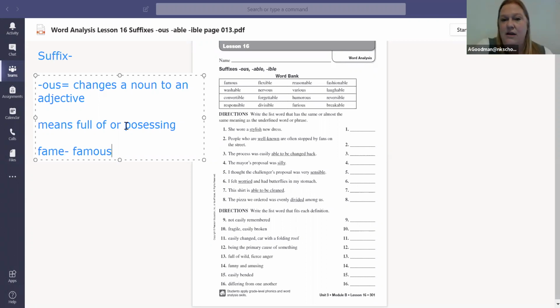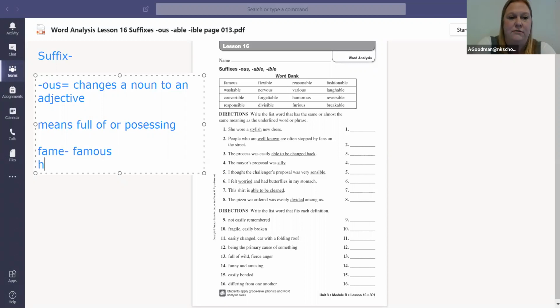Another example, I'll just use one from the list, is humor. Humor is a noun that means that stuff is entertaining. It has humor. But if it's full of humor, you might call it an adjective, which would be humorous. So a noun gets changed into an adjective when you add OUS.